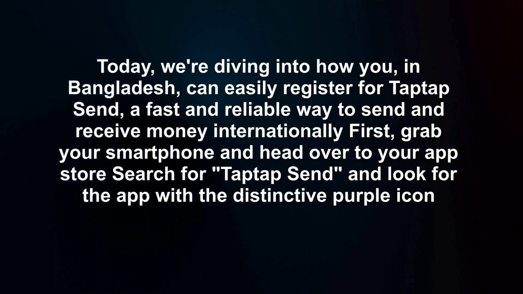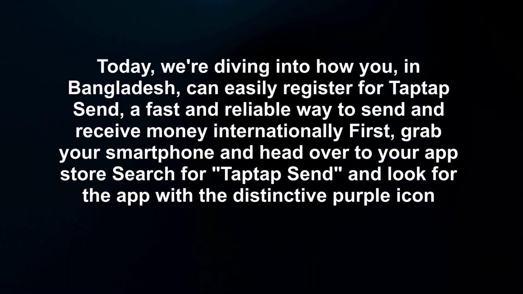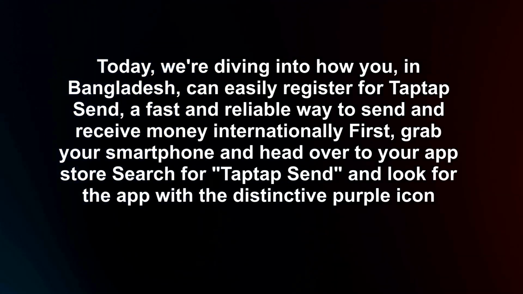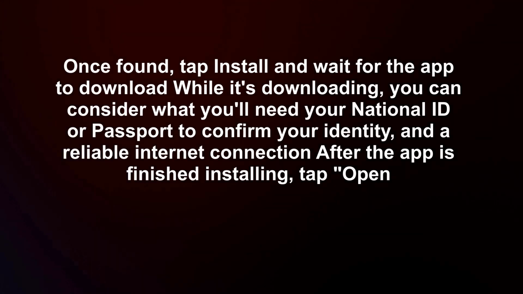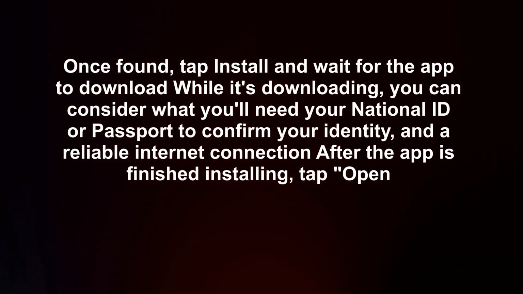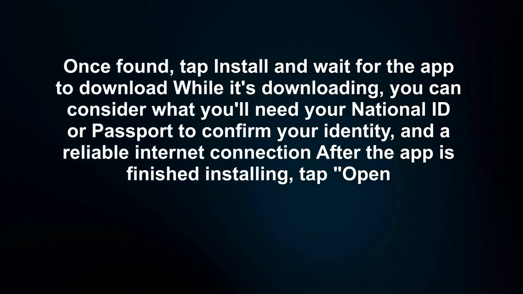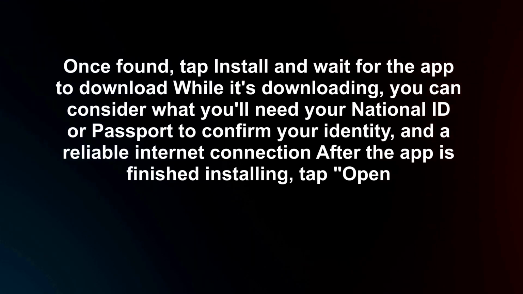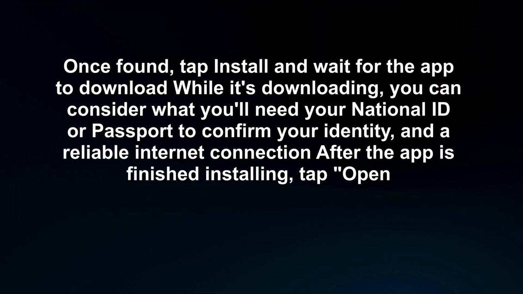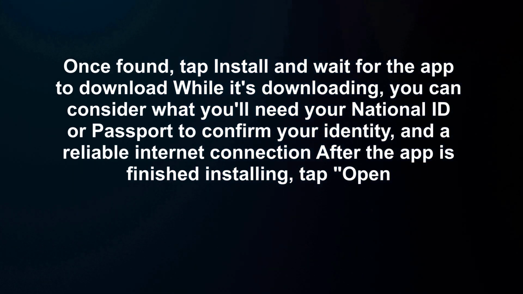First, grab your smartphone and head over to your app store, search for Taptap Send and look for the app with the distinctive purple icon. Once found, tap install and wait for the app to download. While it's downloading, you can consider what you'll need: your national ID or passport to confirm your identity, and a reliable internet connection. After the app is finished installing, tap open.